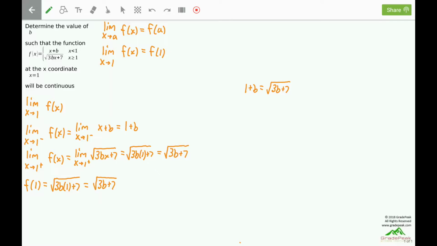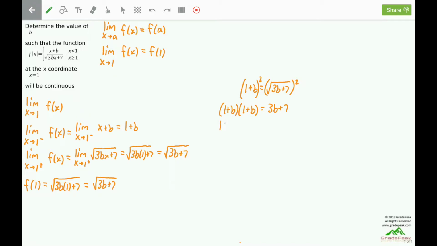But we have to see whether or not we're continuous from both sides, so we need to have the left and right side limits match each other. So overall, we need these two things to equal each other. We want to solve for b. Since b is stuck inside of a square root, the first thing to do is to square both sides. And 1 plus b squared means 1 plus b times 1 plus b. That will need to be FOILed out. The square root squared will cancel each other out, and we'll end up with 3b plus 7.